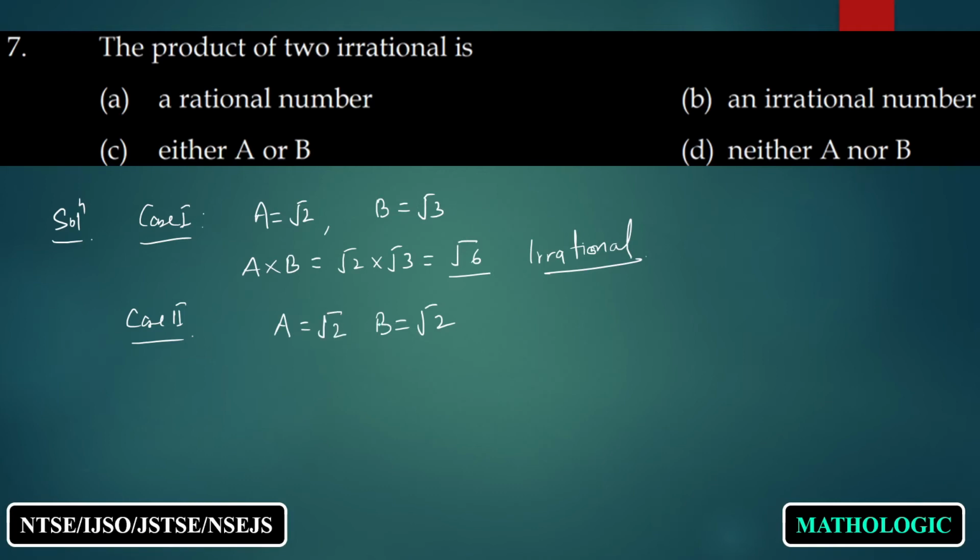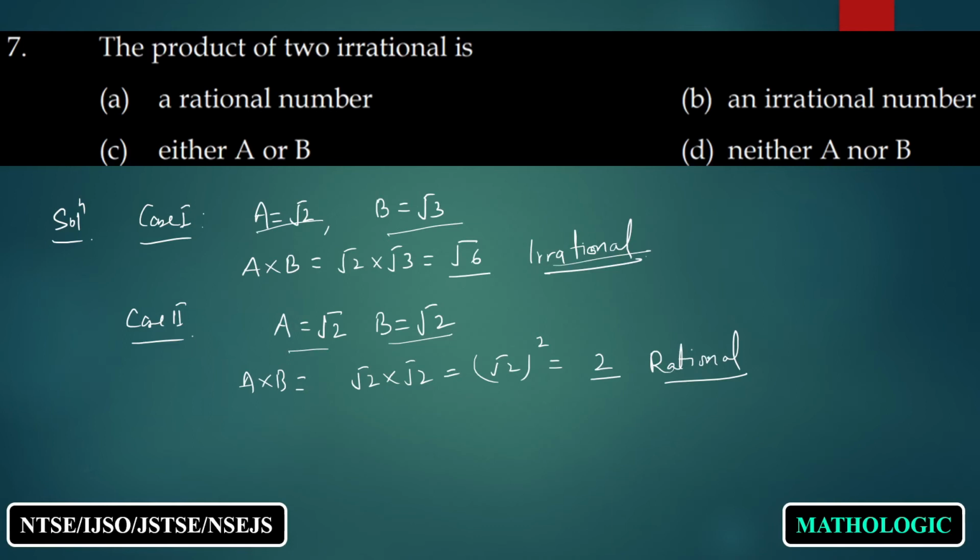Now a and b are both the same, so the product of a and b will become root 2 times root 2, which is equal to root 2 whole square, or you can say 2. Now this 2 is rational number. We have seen that the product of two irrational numbers is an irrational number. In this case, we have seen that the product of two irrational numbers is rational. So this means sometimes it will be rational and sometimes it will be irrational.